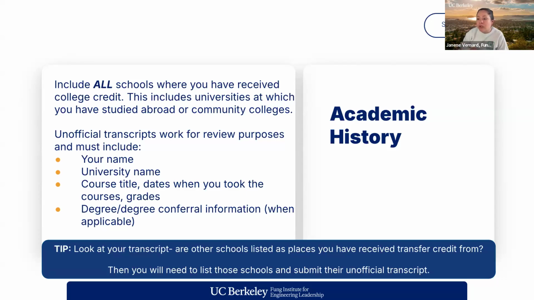A quick tip: look at your transcripts. Are other schools listed as places you have received transfer credit from? If so, you will need to list those schools and submit their unofficial transcripts too. I think this happens if you transfer from a community college into a four-year university; your first 2 years or so will say transfer from. So we will need those transcripts as well.